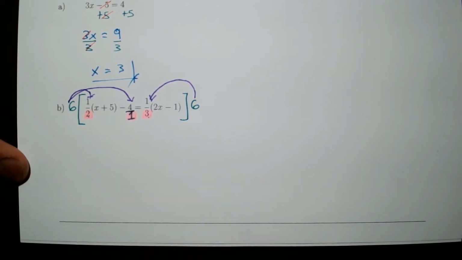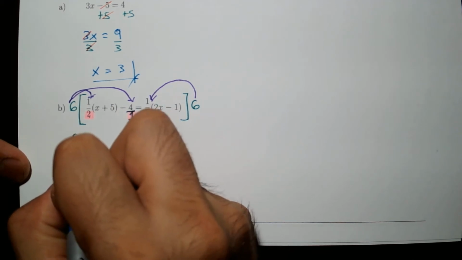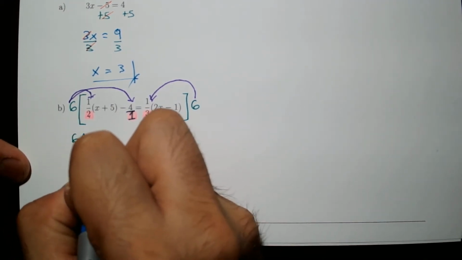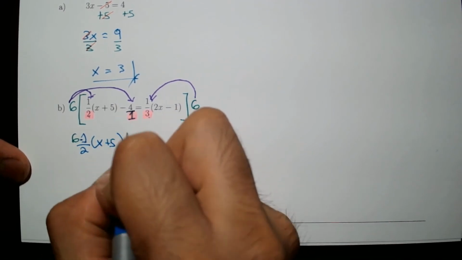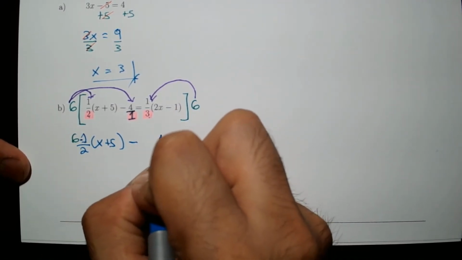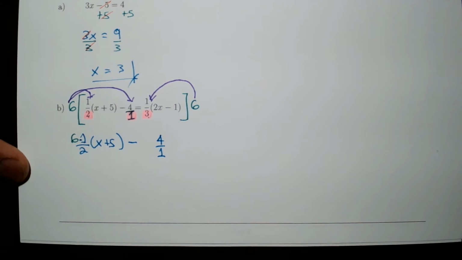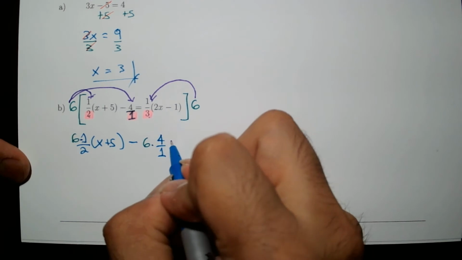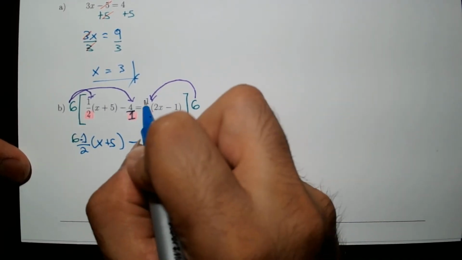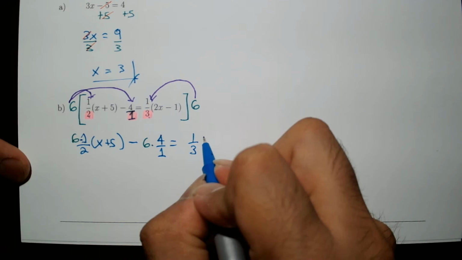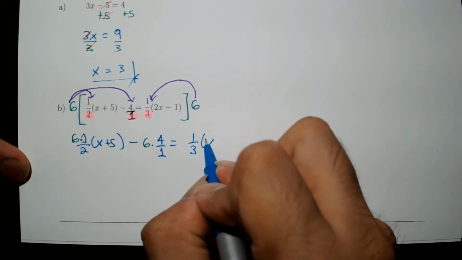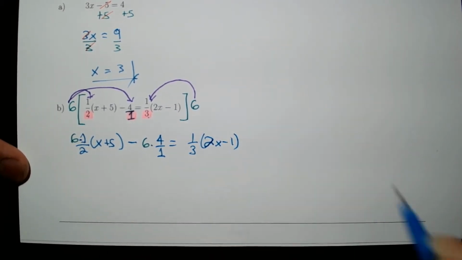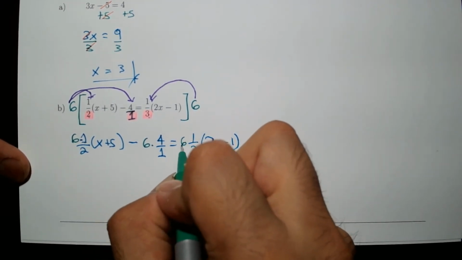I'm going to keep the color, so 6 times 1 divided by 2, times x plus 5, minus 4 divided by 1, and in this case multiply that by 6. And let that equal 1/3 times 2x minus 1. And in this case, don't forget to multiply with the 6.